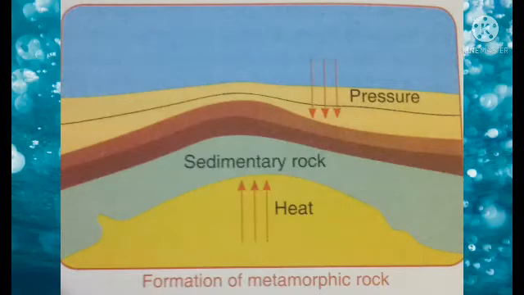Children, what are metamorphic rocks? Yes, metamorphic rocks are rocks that are formed because of physical and chemical changes in igneous, sedimentary or older metamorphic rocks themselves. These changes happen because of heat and pressure.